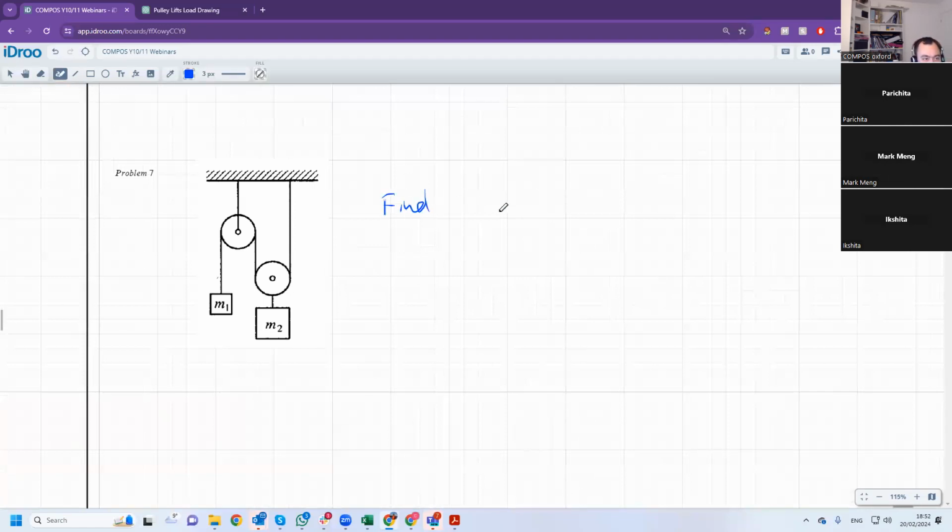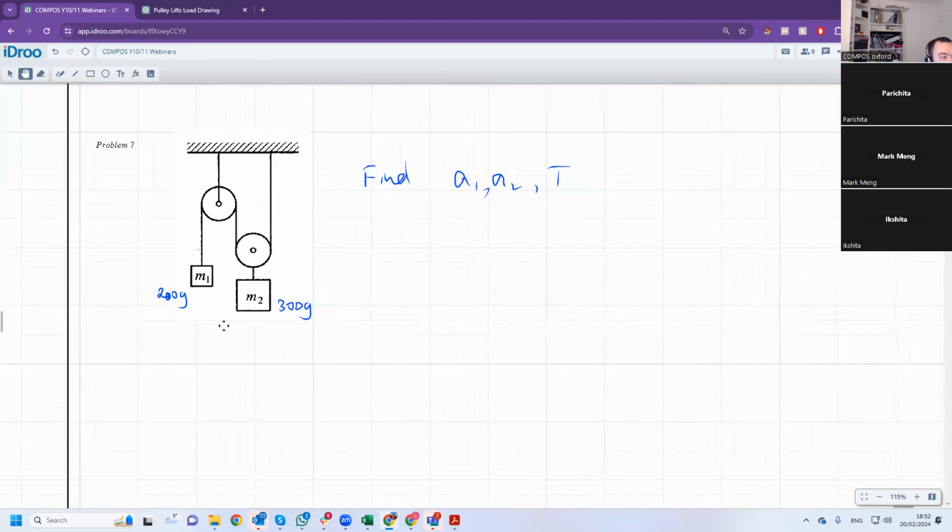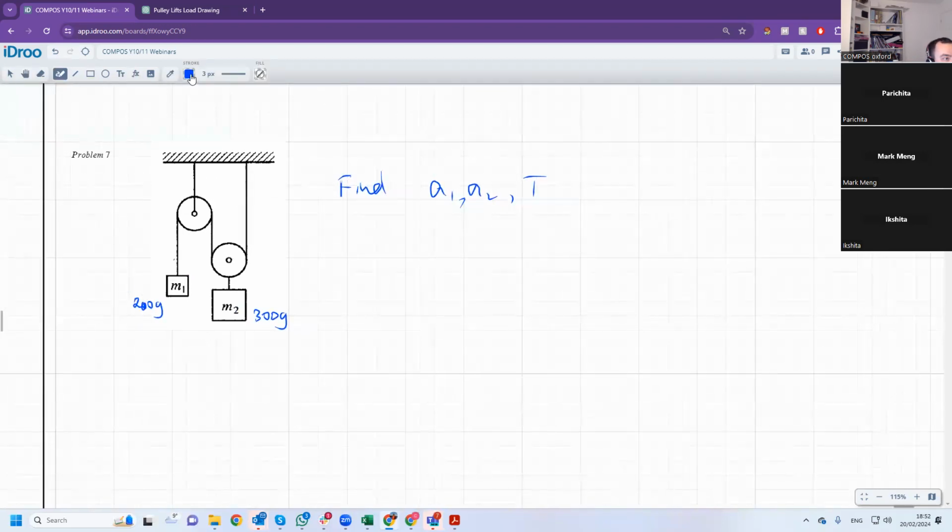Now let's talk about this one. Find acceleration A1, A2, and find the tension in each string. Right. So interestingly, let's say, for instance, that this is 200 grams and this is 300 grams. Which way will they move? So the 200-gram mass, will it move up or down? The 200-gram will move down, but the 300-gram is heavier, isn't it?